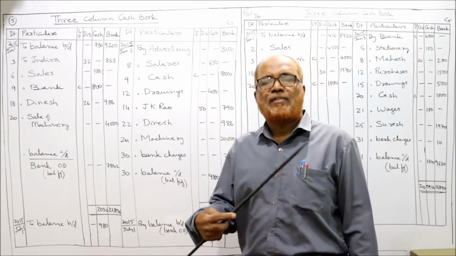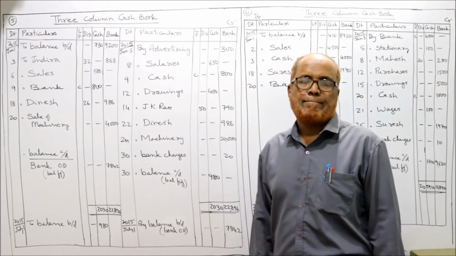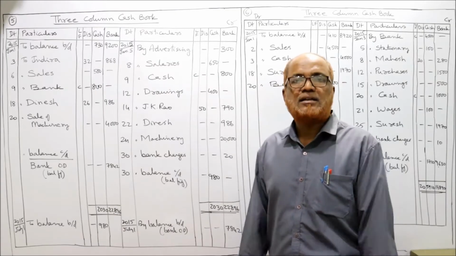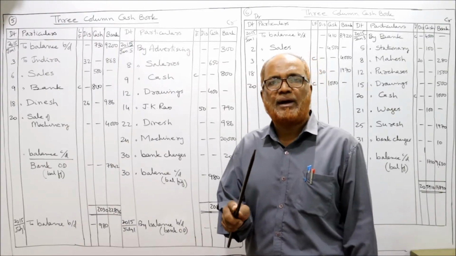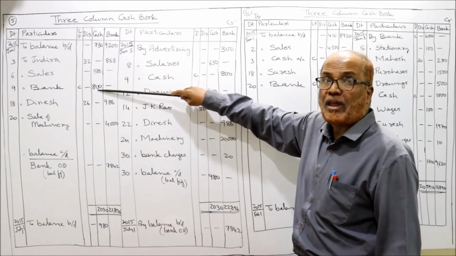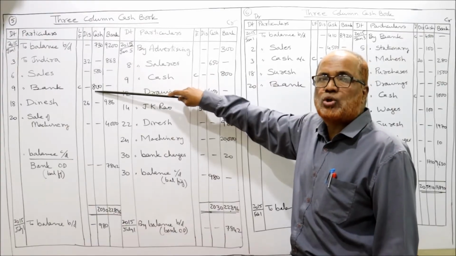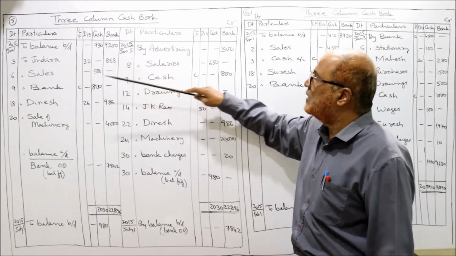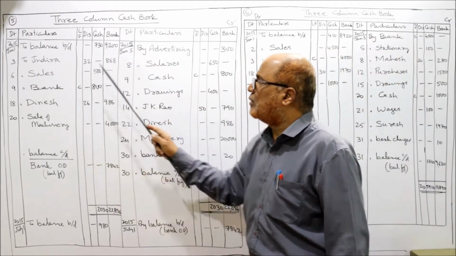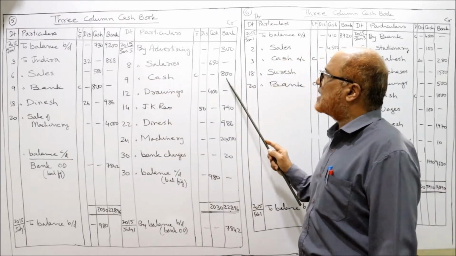When amount is withdrawn from bank for office use, the entry is cash account debit to bank. So cash should be debited by how much? 800 rupees. So on the debit side, cash column, I have taken 800. Carefully see this entry. Cash account we have debited. Which account should we credit? Bank account. So on the credit side, bank account 800. Same 9th date on both sides. Cash account is debited, bank account is credited.